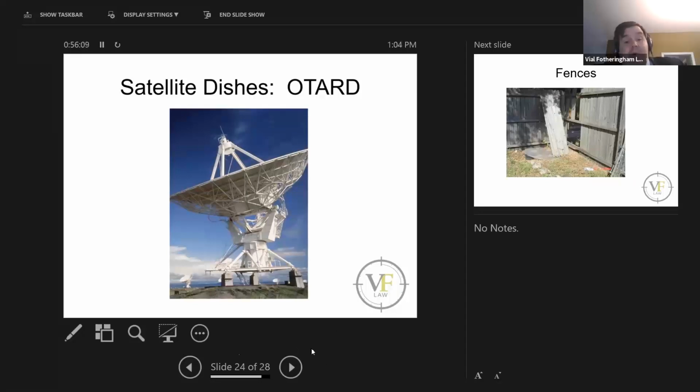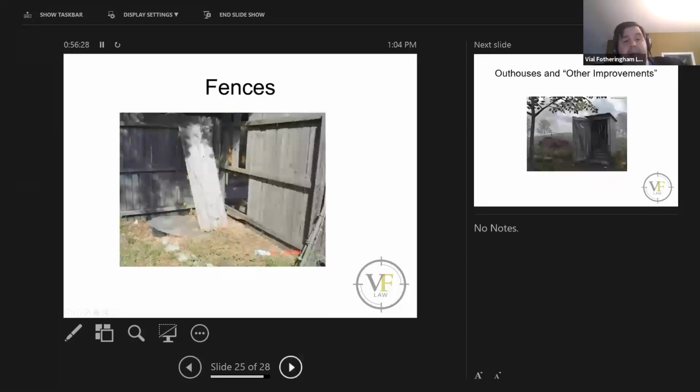Now, I may be required to pay for damages caused by that dish if I poke through a roof or a siding that the HOA maintains. But because I own it, particularly in townhome projects that are not condos, I can do whatever I want there. So that's OTARD. Fences is another big one.